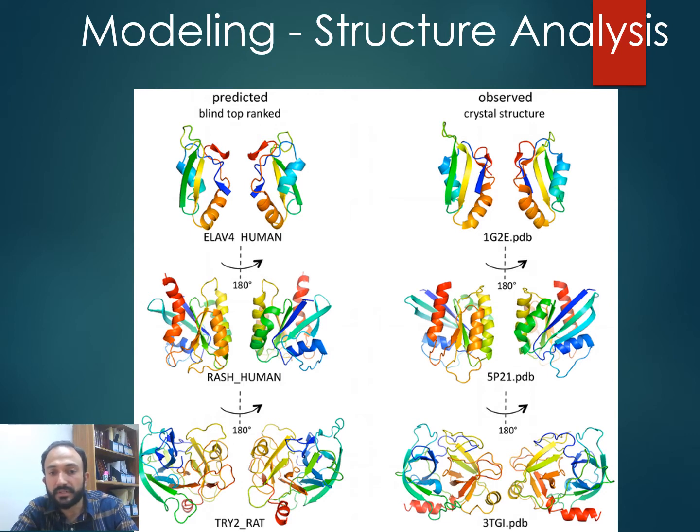So these are the predicted structures and these are the observed structures, crystal structures which are already known, right? Based on different structure prediction techniques, they perform these modeling analyses.